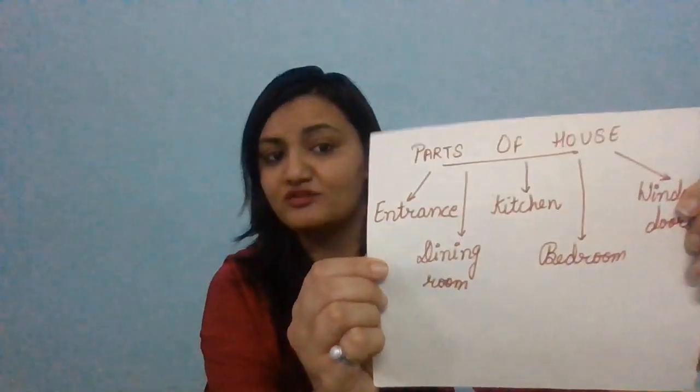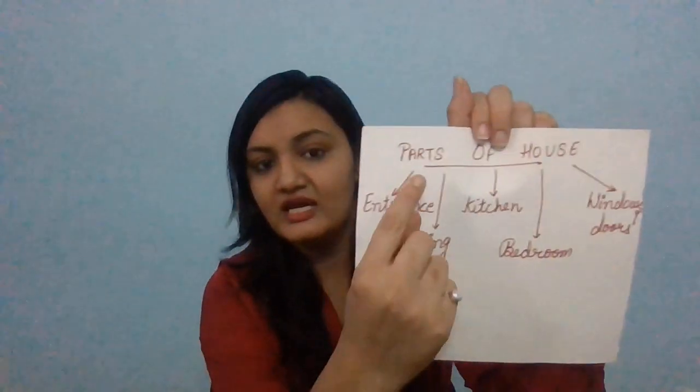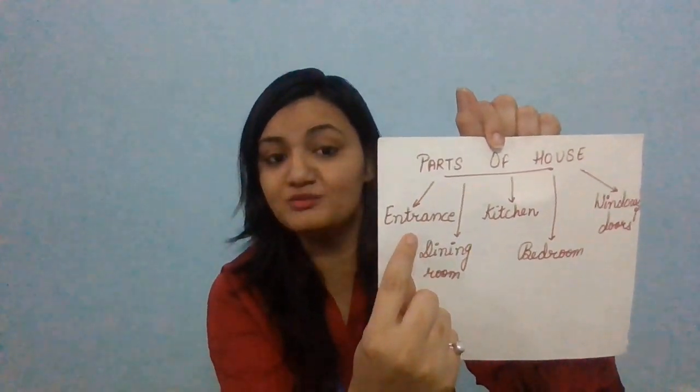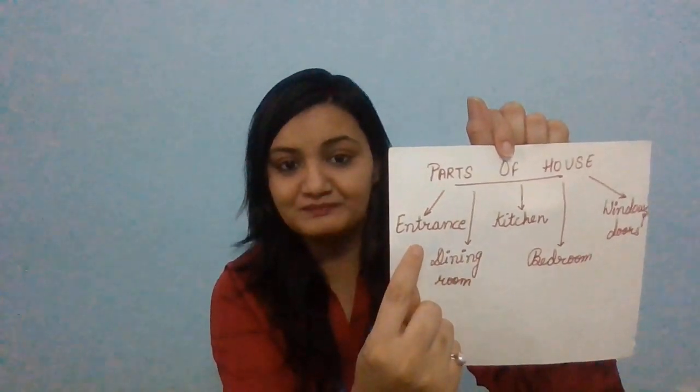So it's not sure that the parts ma'am is showing should be the same, but somehow these are the basic necessities of the parts of a house. You can see, in parts of house, number one comes the entrance. There has to be a beautiful, clean entry, right?